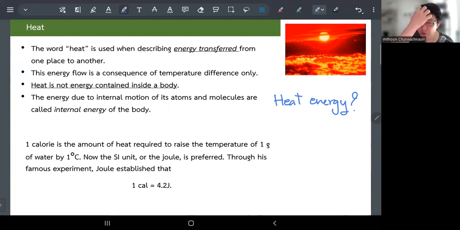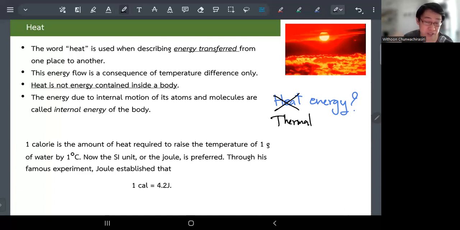For those of you that try to translate this into Thai, it might not feel like anything, because if I translate this into Thai, it will just say พลังงานความร้อน: heat means ความร้อน and energy means พลังงาน. That seems okay, but it turns out that's not right. To be perfectly correct, it's supposed to be thermal energy, an energy that is related to temperature.